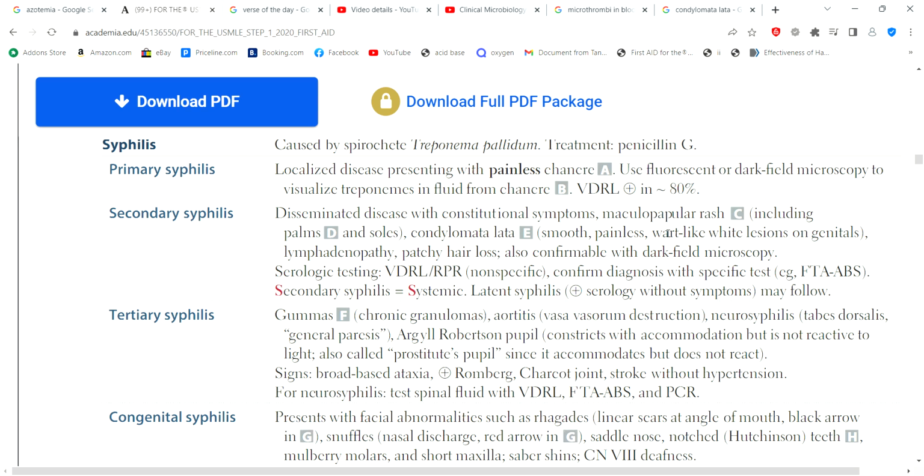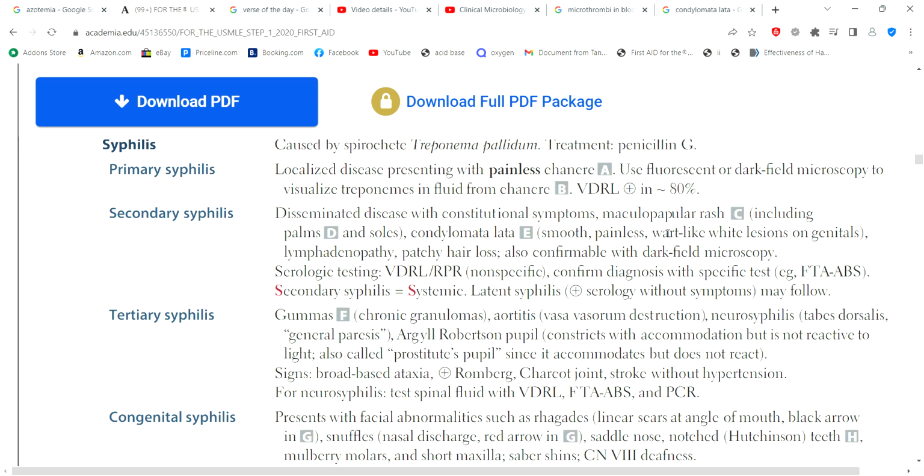VDRL and RPR are non-specific. FTA-ABS is very specific for syphilis, and it is confirmatory. Secondary syphilis is systemic, which means it affects the entire body. Latent syphilis, you have positive serology without symptoms. So in latent syphilis, you'll be positive on the VDRL test, but you will not have symptoms.